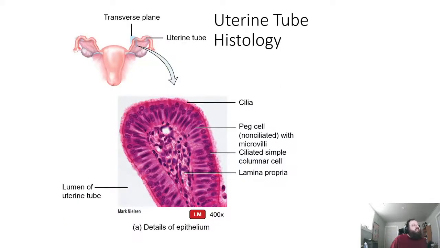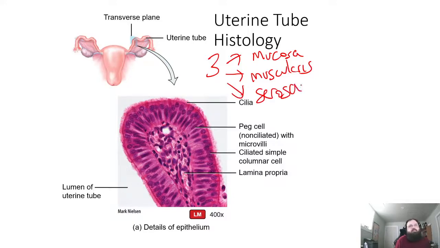If we zoom in and look at the histology of the uterine tube, you see something very familiar. You have 3 layers. You have a mucosa. You have a muscularis. And you have a serosa. The mucosa is, as you can see in this picture here, a simple columnar epithelium. There's really 2 cells within that population. There are your simple ciliated columnar epithelial cells, but you also have the second population of cells within there called PEG cells.